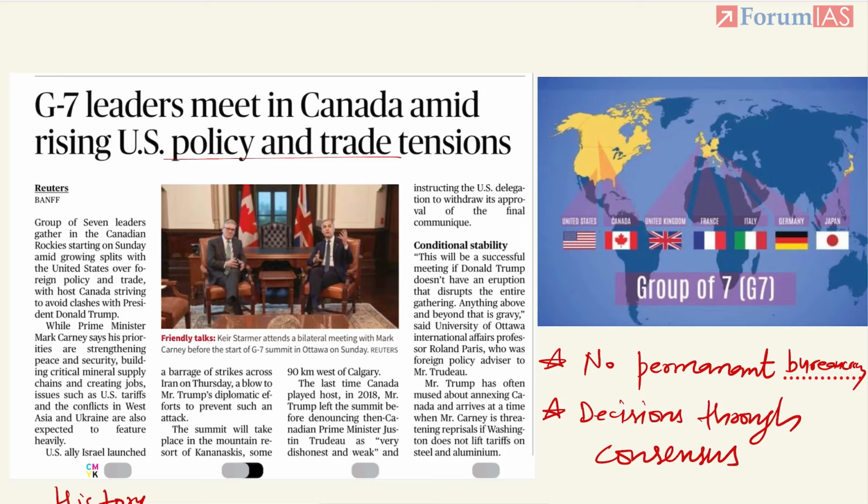First, G7 is an informal body. It is not a formal body. There is no definite headquarter. There is no permanent bureaucracy. All decisions are done through a consensus. Also, it does not make any laws. It does not make any binding recommendations.